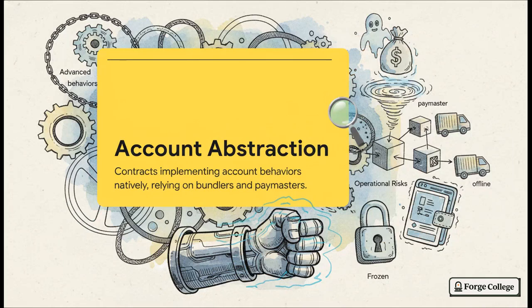And finally, we have the heavyweight of the group, account abstraction. This is where contracts implement advanced account behaviors natively.